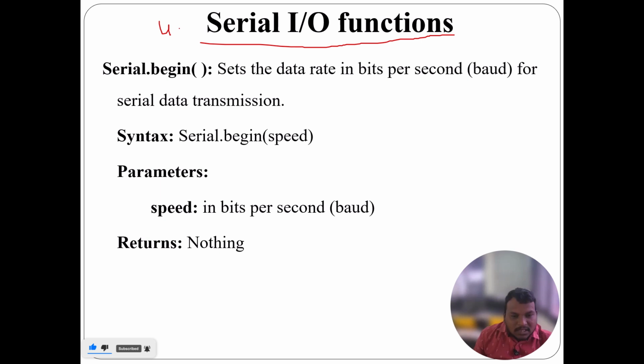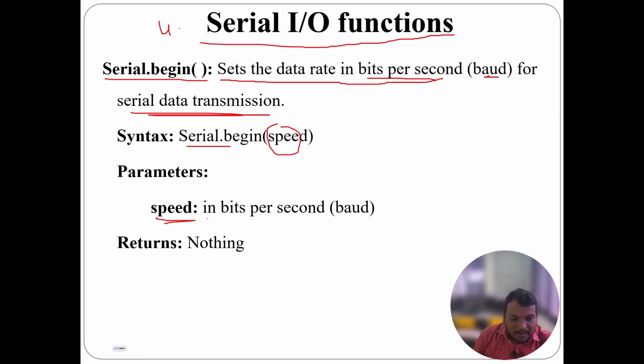In the serial input output functions, the first one is Serial.begin. Serial.begin sets the data rate in bits per second, which is called baud, for serial data transmission. Syntax: Serial.begin(speed). The parameter is the speed in bits per second, baud.